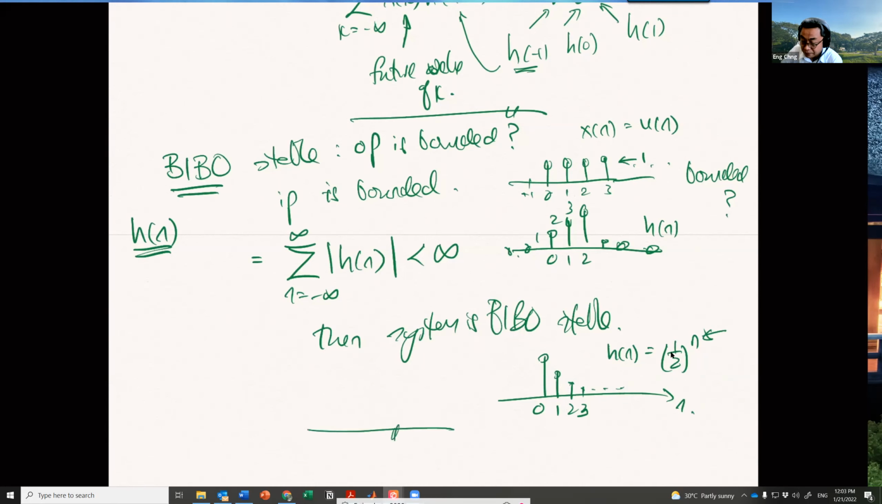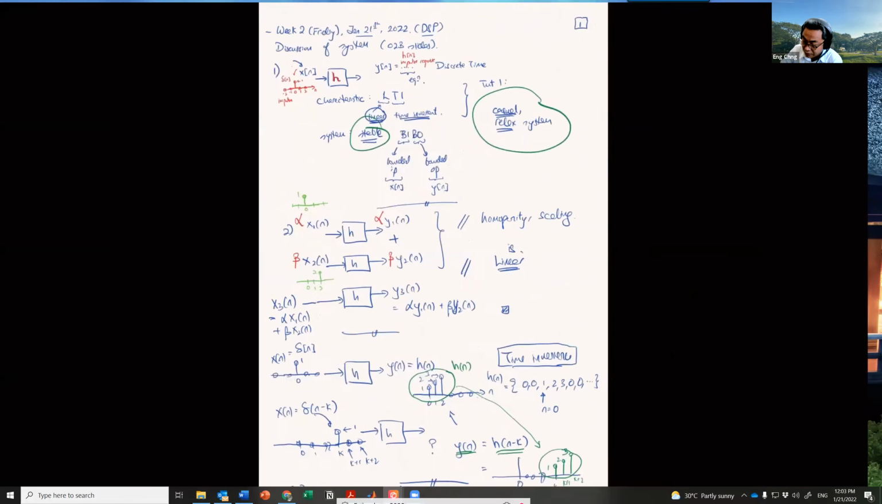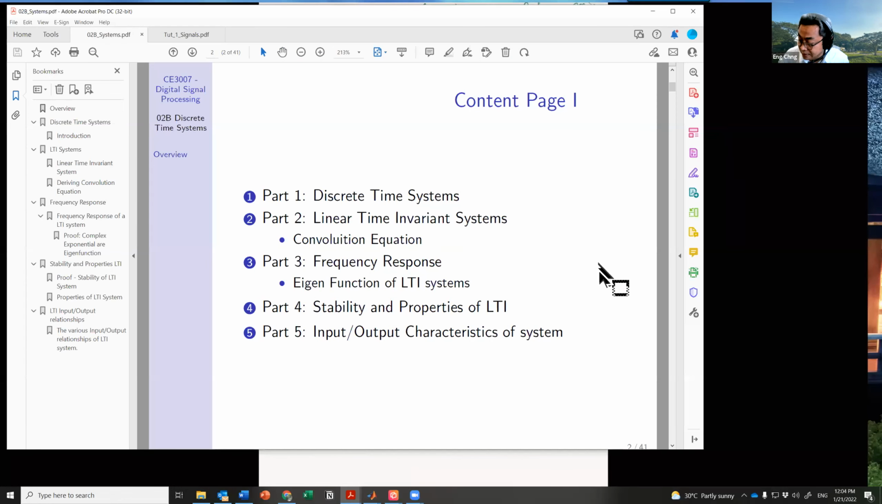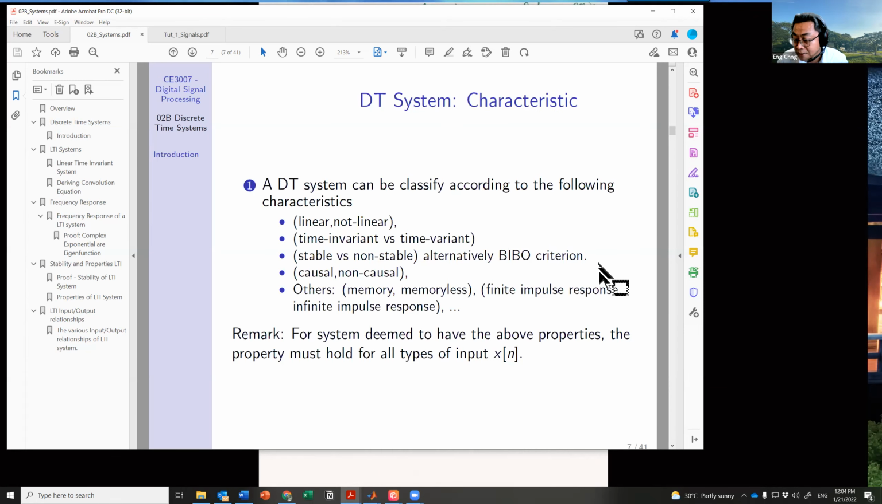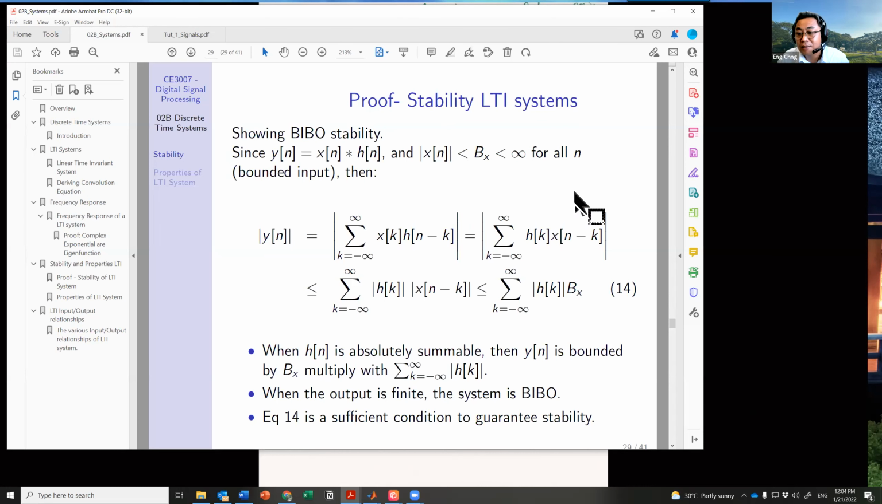Okay, so I have spent about 35 minutes now to talk about the properties of this h. We have talked about linear, time invariant, causal, relaxed, and stability. Okay, I'll pause now and take questions. So the student asks how to prove stability, and the answer is on page 29 of your slide here.